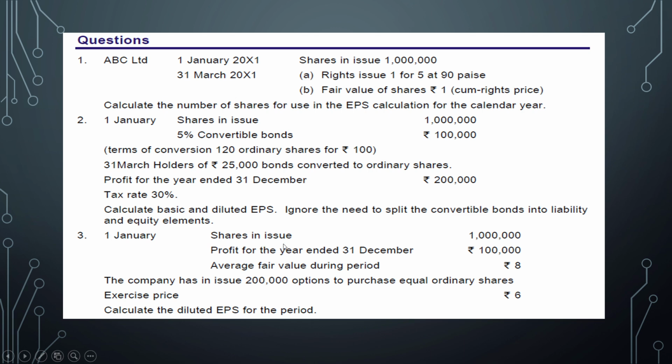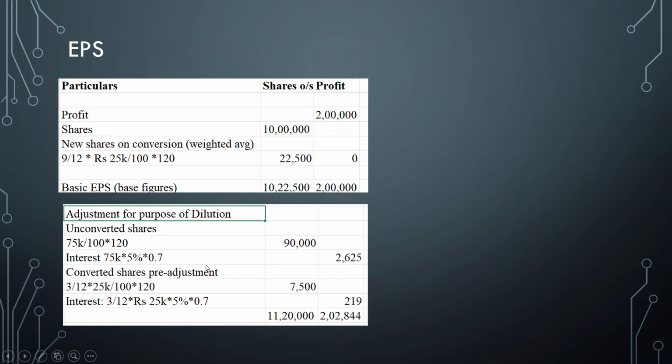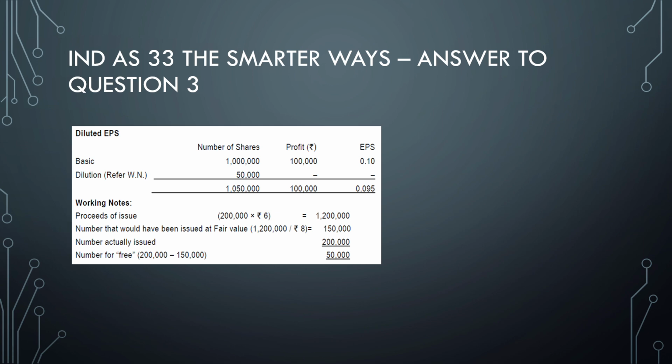On 1st January, shares in issue are 10 lakhs and profit for the year ended 31st December is rupees 1 lakh. Average fair value during the period is rupees 8. The company has in issue 2 lakh options to purchase equal ordinary shares. Exercise price is rupees 6. Calculate the diluted EPS for the period. This is again a fairly straightforward question. So again put 4 columns: particulars, number of shares, profit and EPS. Working notes are very important.